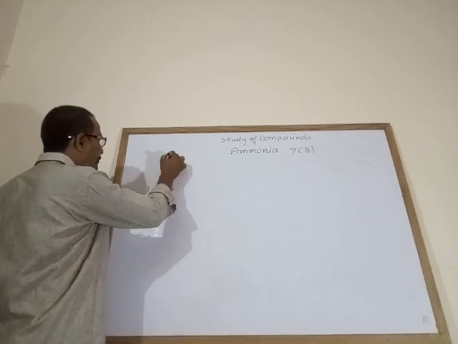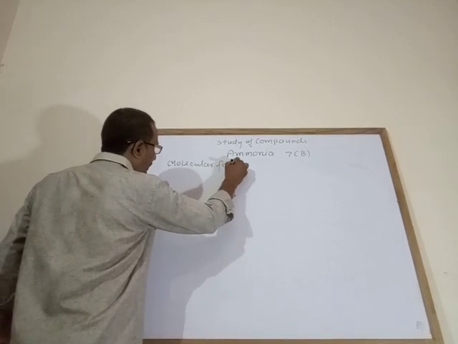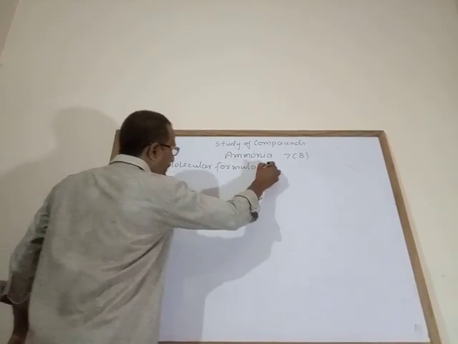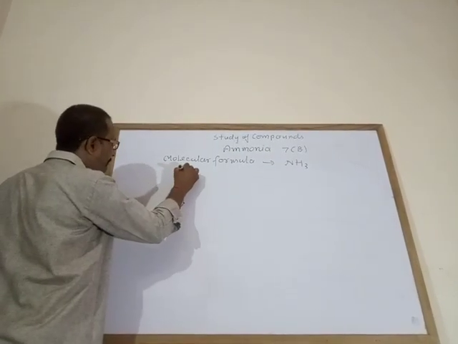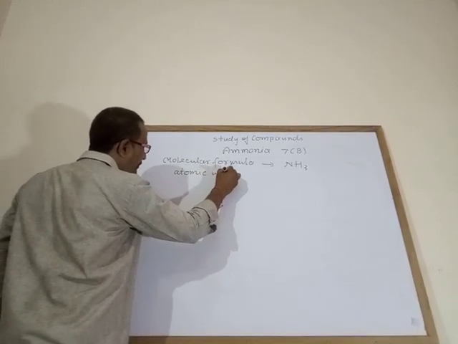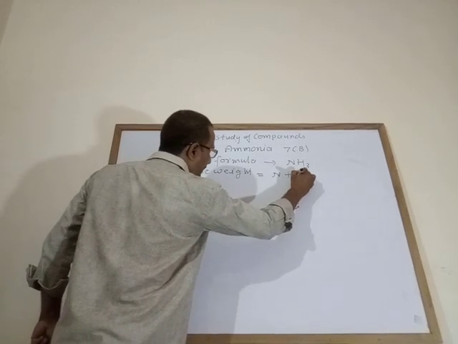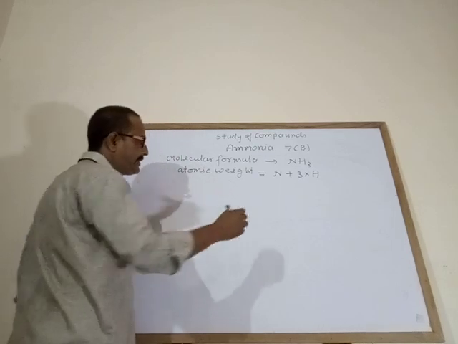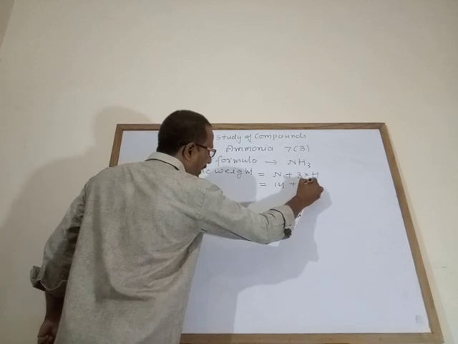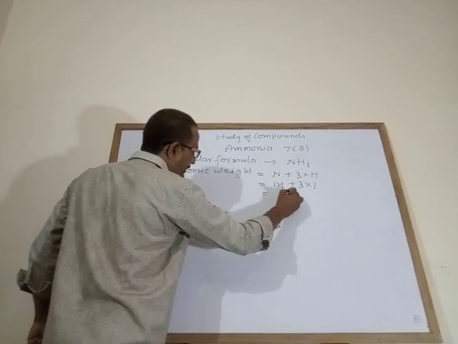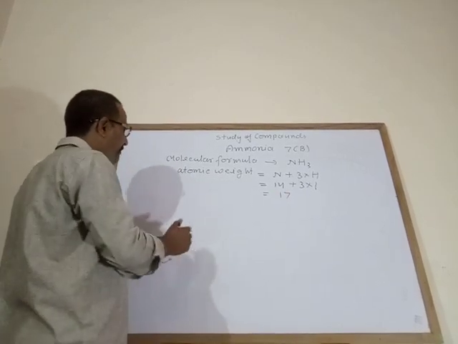Ammonia, you know that the molecular formula of ammonia is NH3. The atomic weight will be nitrogen plus 3 into hydrogen. You know that the atomic weight of nitrogen is 14, plus 3 times hydrogen, which is 1. That is 17 AMU, atomic mass unit.